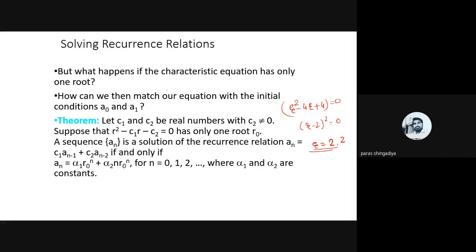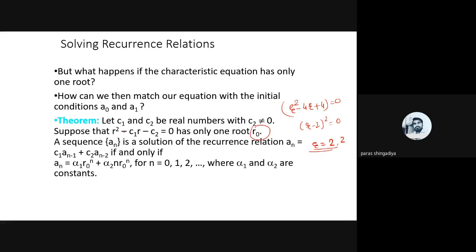Okay, in both previous examples there are two different roots, r1 and r2. Clear? But for this type of equation, which is also of degree 2, we get only a single value as a solution. Okay, that is a repeated value. So how can we consider the solution for this type of equation? Clear? So here c1 and c2 are real numbers with c2 non-zero, and r square minus c1 r minus c2 is equal to 0 has only one root r0.